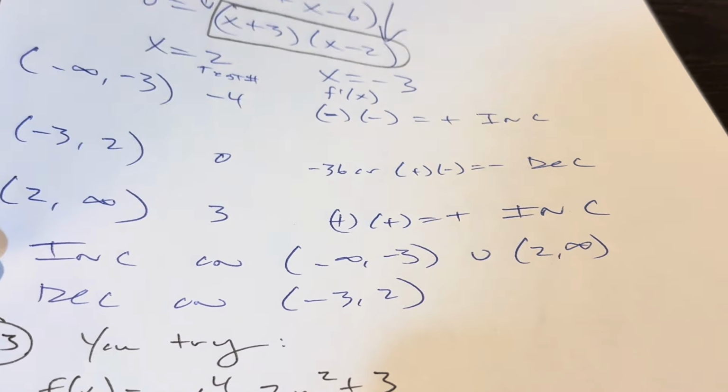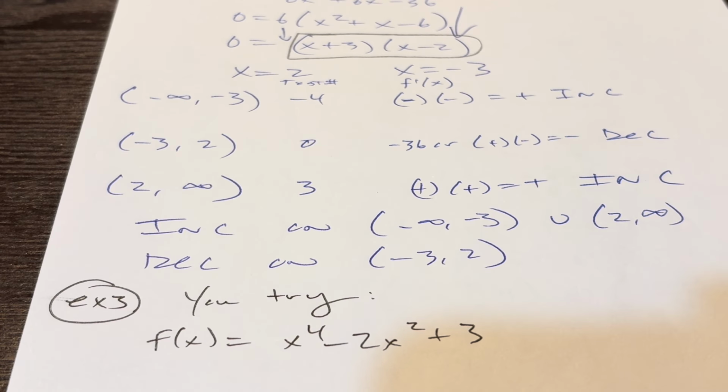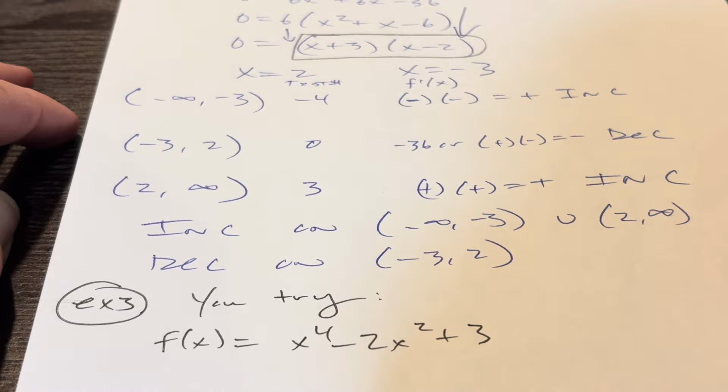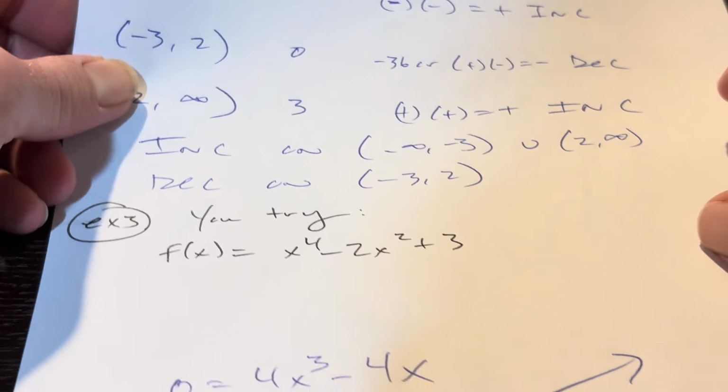All right, folks, I want you to give this the old college try. Example 3 here. Write that down. f of x is equal to x to the 4th minus 2x squared plus 3. Give that a try. You're going to take the derivative and set it equal to 0. Do that real quick. Pause it. Do it. Let's see what happens.